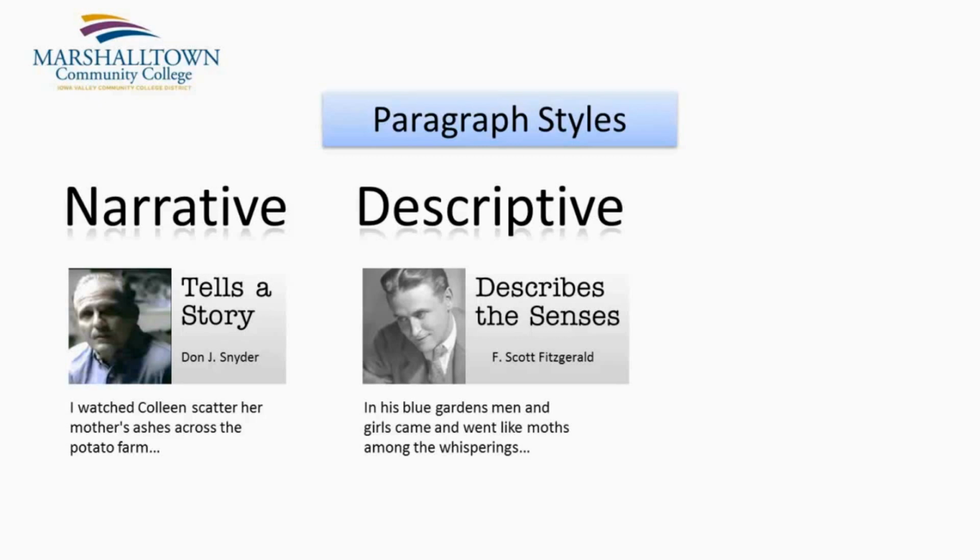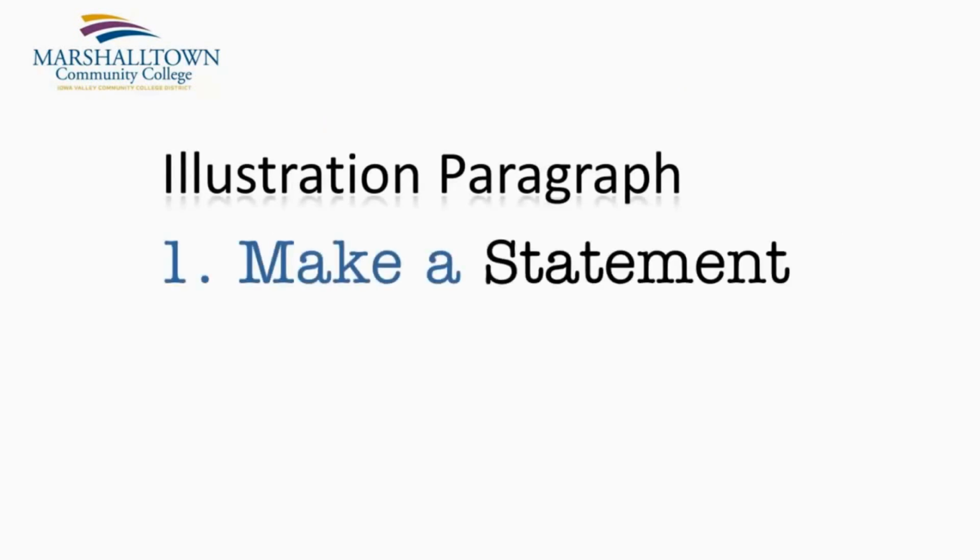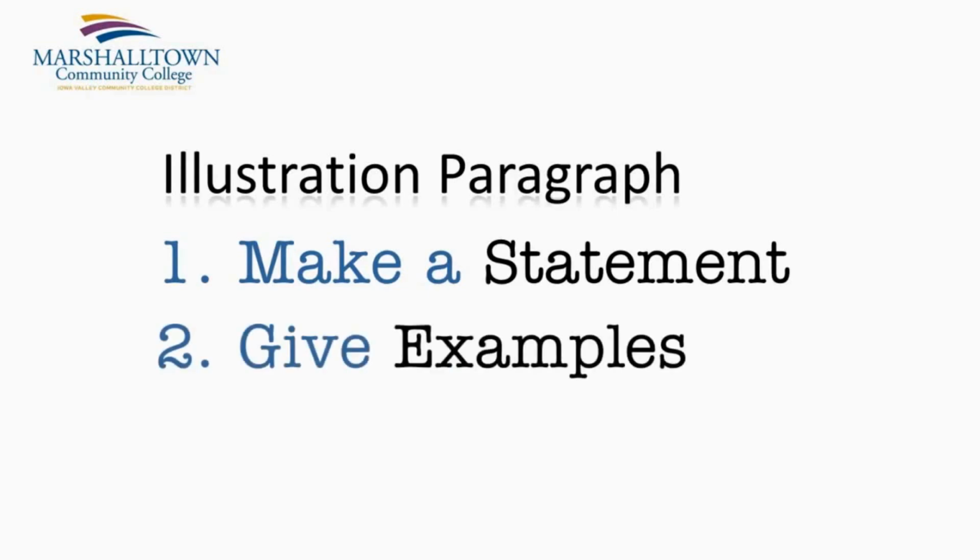Now, for this week, we're going to look at a different kind of paragraph called an illustration paragraph. An illustration paragraph starts with a general statement or claim about something and then follows with several additional sentences that provide examples of why the author believes that statement is true.